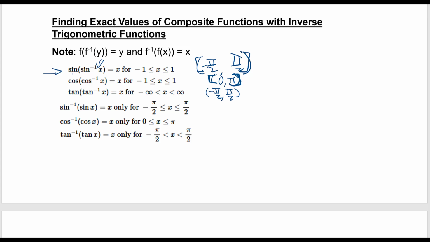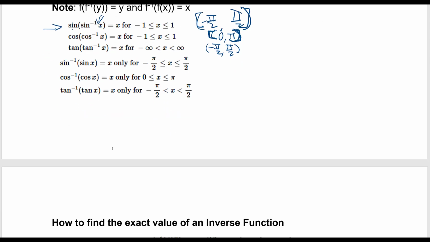So what I really want to get across is the reason I gave this notation here: when you are getting the angle from the inverse function to plug into the regular function, the angle is going to be within the domains necessary to make the trig function a one-to-one function, as we discussed earlier.